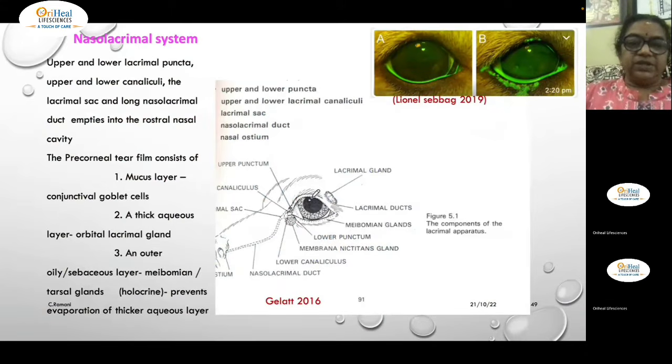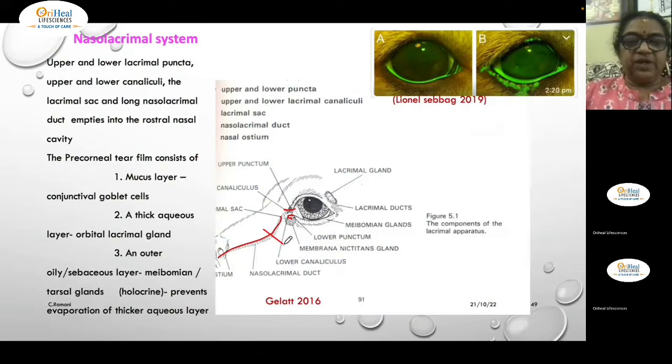So now next is the nasolacrimal duct. This is also another important physiology you should know. You have the upper punctum here, you have the lower punctum here, and then it gets drained through the nasolacrimal duct. So the blink reflex actually helps in the production of a little vacuum on these areas, and that is why the fluid gets drained into the canaliculi and through the nasolacrimal duct.